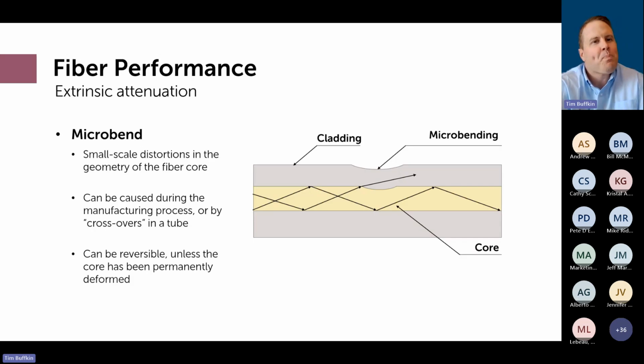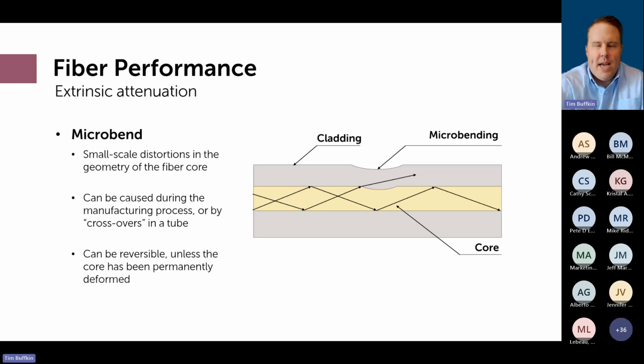The other is called a micro bend. Whereas the macro bend you could see physically, this is a very small scale distortion in the geometry of the core itself. Just looking at the picture, you can see where the cladding has been pinched in, and that's causing the cladding to pinch into the core. Now we don't have a nice smooth surface or a route for that light to follow.